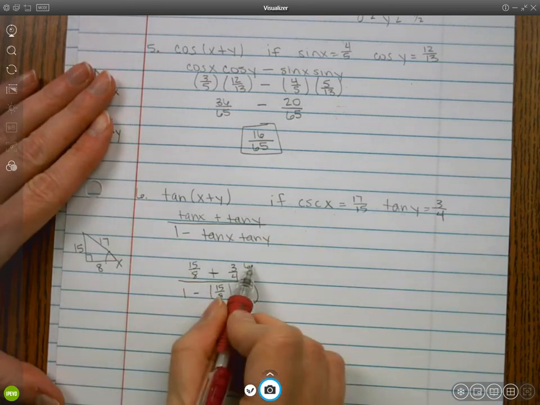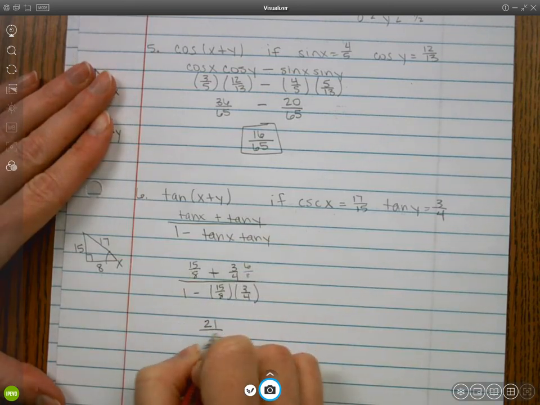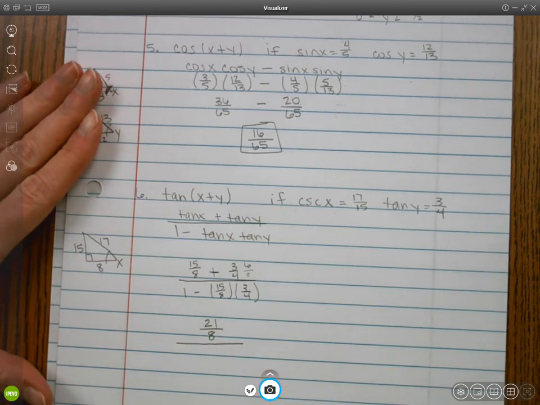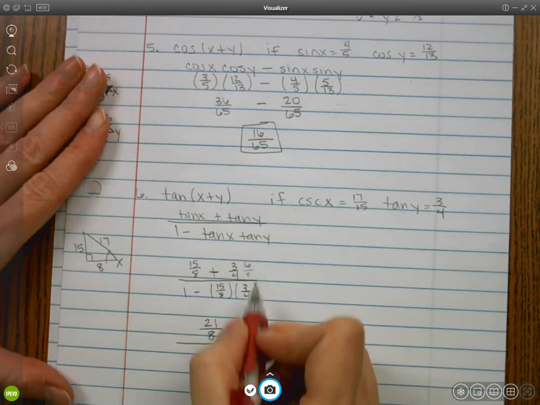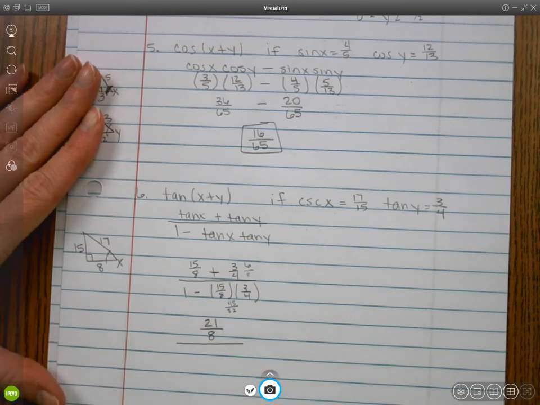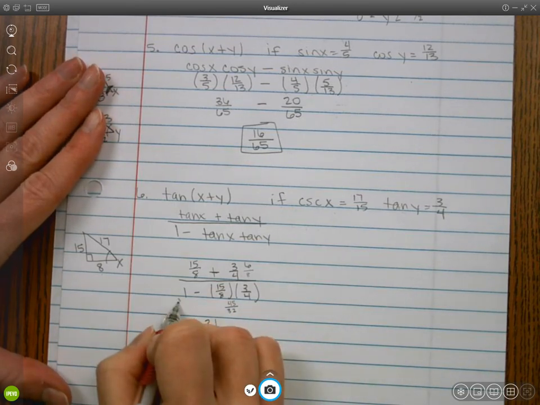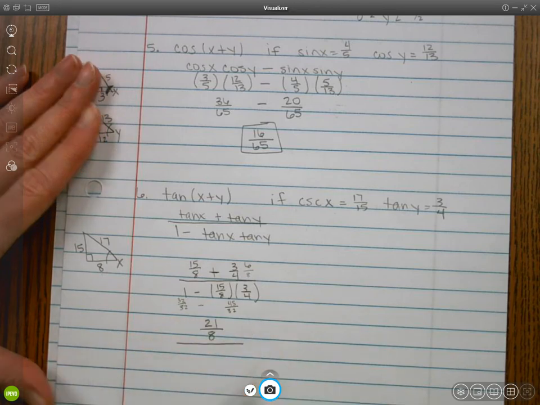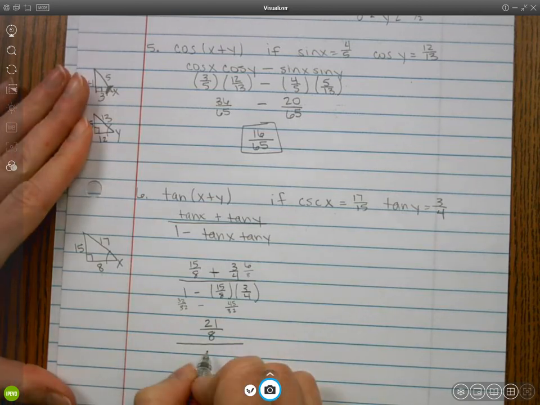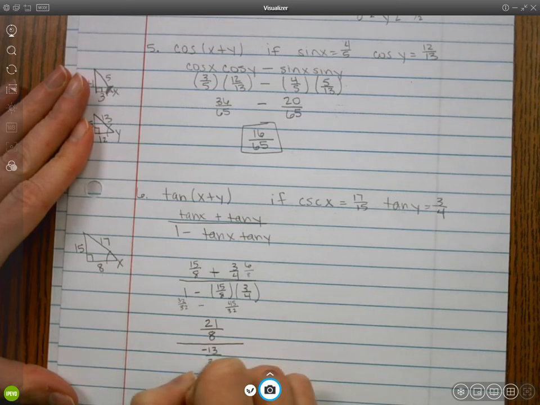So 15 plus 6 is 21/8. That's my numerator. All right, for the denominator, if I multiply these together, I get 45 thirty-seconds. So that means I can call the 1 32 thirty-seconds. So if I do that subtraction, what is that? Negative 13. So we have negative 13 over 32.